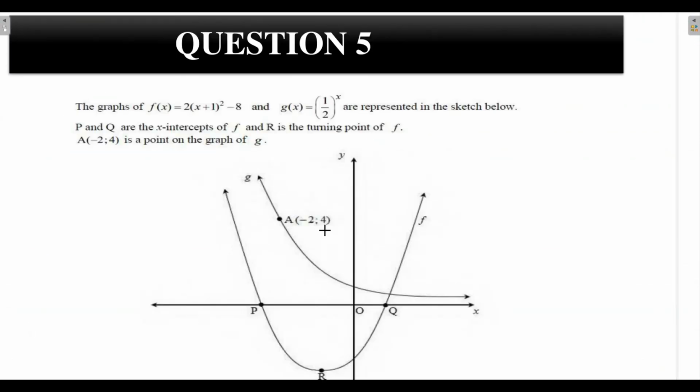Guys, we are tackling question 5, and question 5 deals with an exponential function and a quadratic function. It's fun. Okay, so I'll see you guys then.